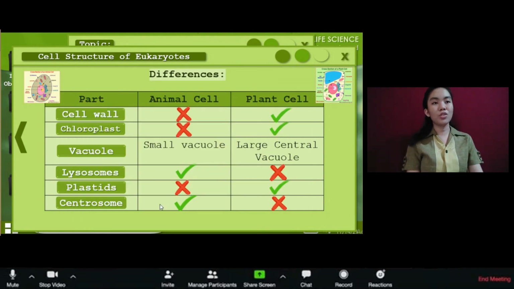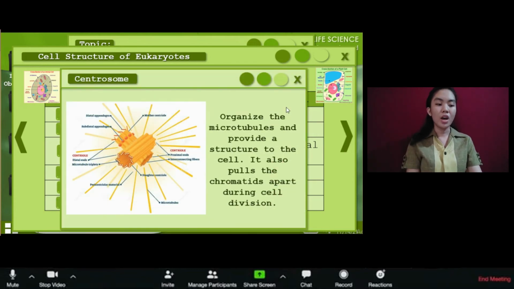Last is the centrosomes, which meron yun sa animal cells while wala naman sa plant cells. So, centrosomes have spindle fibers attached to the chromosomes during mitosis.